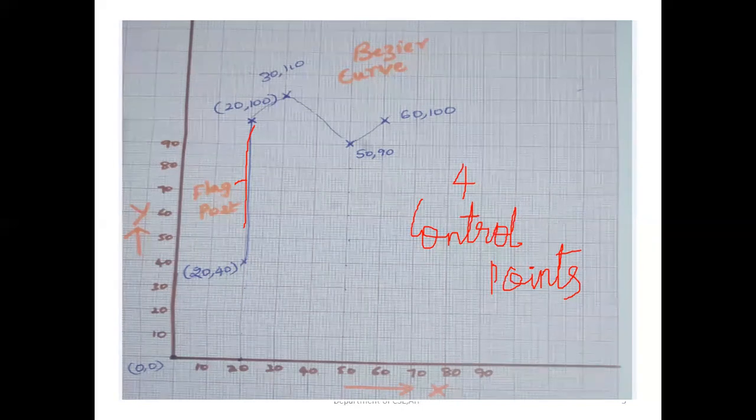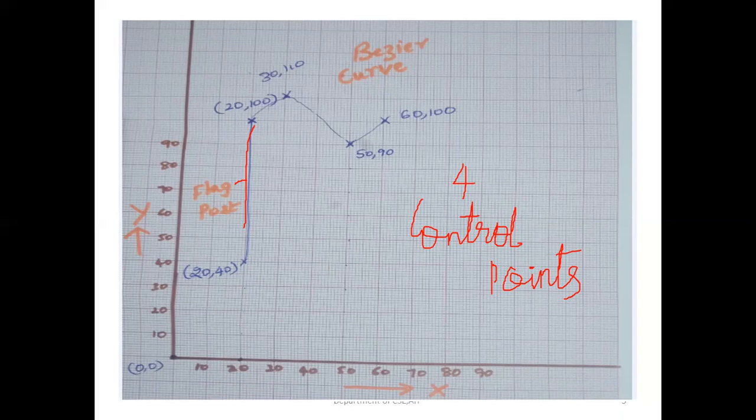So by looking at these control points, we can know that this is forming a flag-like structure. That means one curve-like structure. When you put multiple curves together, we can get a flag. So the first curve is very significant: (20, 100), (30, 110), (50, 90), (60, 100). These are the control points.